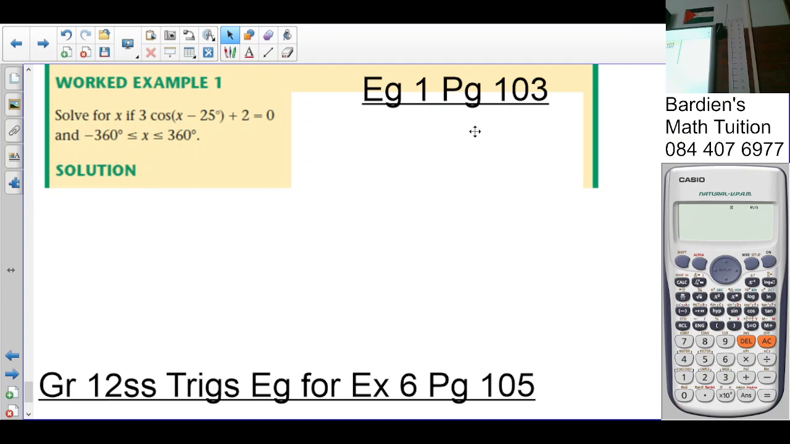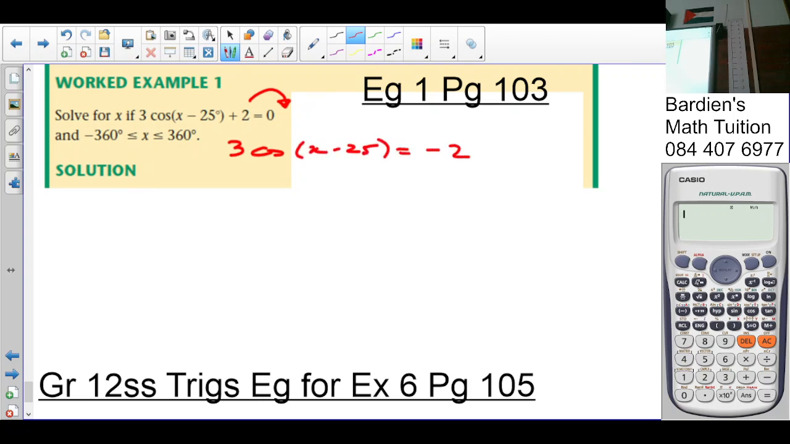So where do we start? We start by getting the trigonometric function on its own first. So we take that over. So it becomes 3 cos(x minus 25) is equal to negative 2. What do I do thereafter? Divide by 3 both sides. So we have cos(x minus 25) is equal to negative 2 over 3.